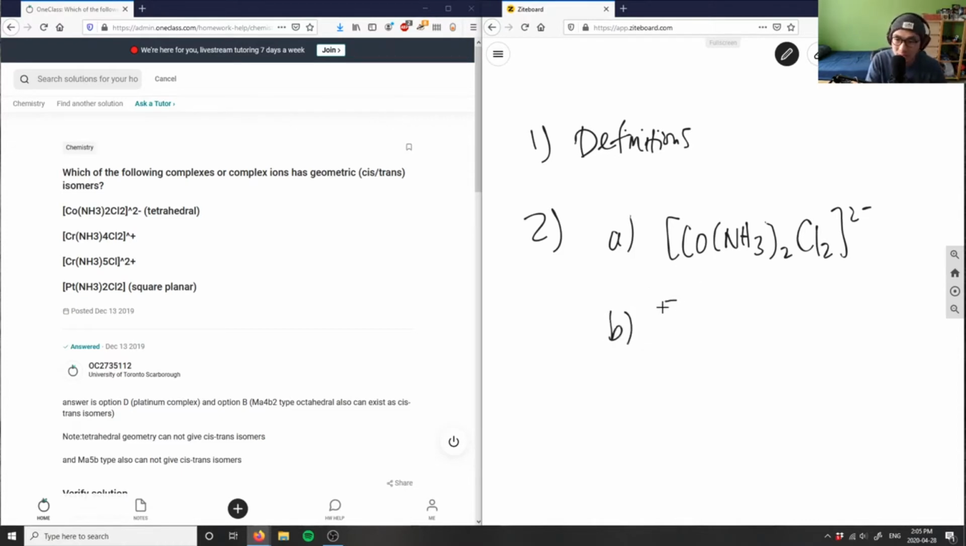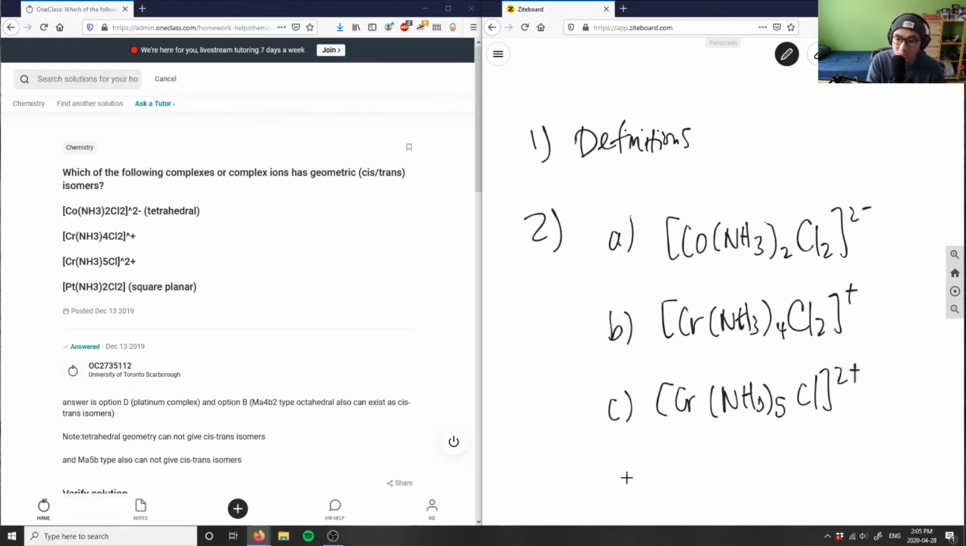B here has a Cr group, NH3 with a 4, and then Cl2, and this is plus. C here is another chromium group, NH3 with a 5, and then Cl2 plus. And D here is Pt, NH3, 2 Cl2. Whoops, this is a 3 here, 2 Cl2, and it makes a square planar.